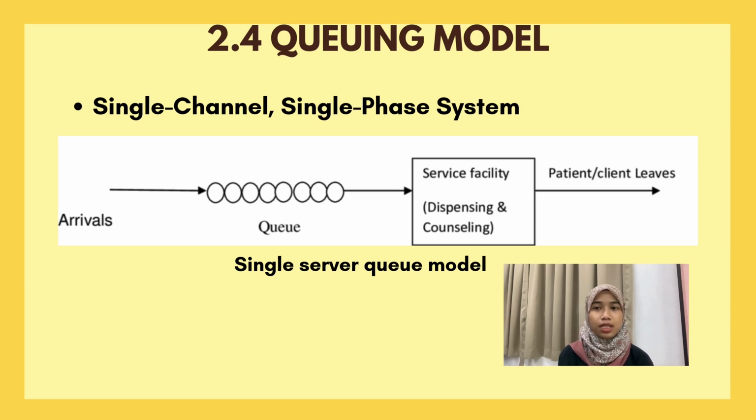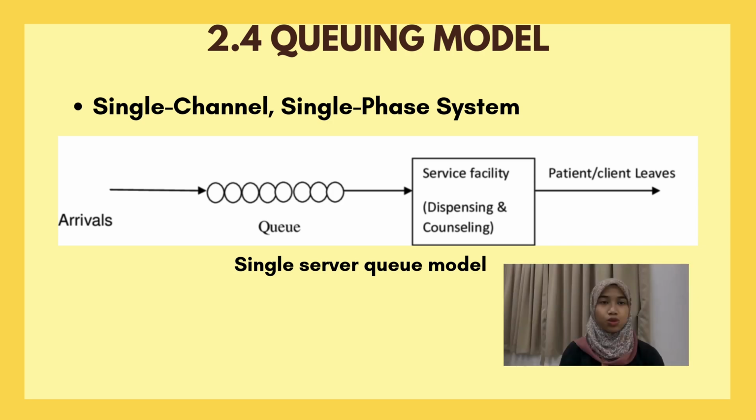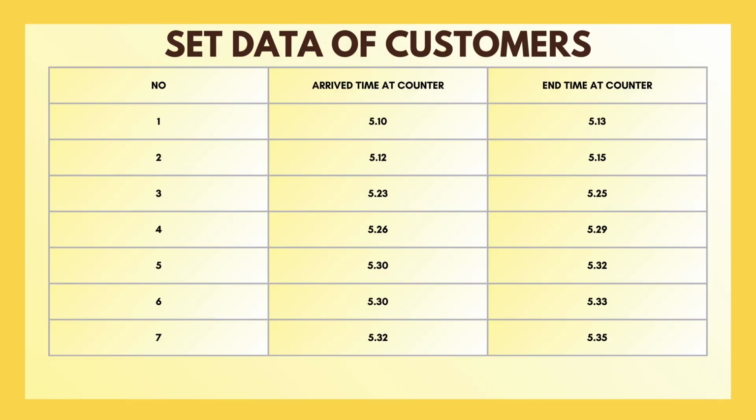For the key characteristics, there is only one server, single channel, providing services. Each entity undergoes one stage of service, single phase. It operates sequentially: customer arrival, queue, service, and lastly, the customer exits. So this model is useful for analyzing and optimizing waiting times and service efficiency in a system with a single service provider. So this is the data that we got.